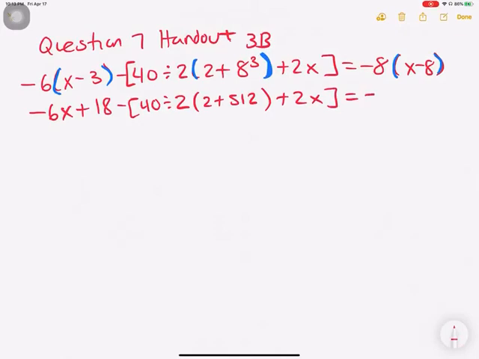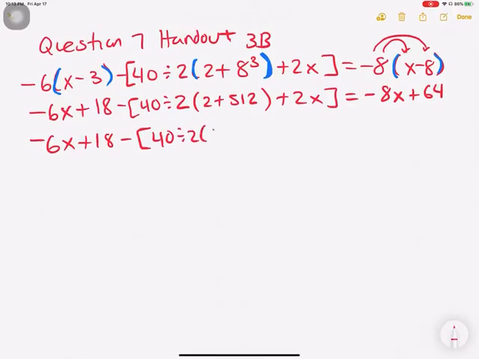And let me start simplifying this other parenthesis, negative 8 times x, negative 8 times negative 8. Okay, I'm still going to try to simplify the operation inside the parenthesis, the innermost parenthesis. Okay, so that's 2 plus 512, that's going to be 514. That's a simple addition.